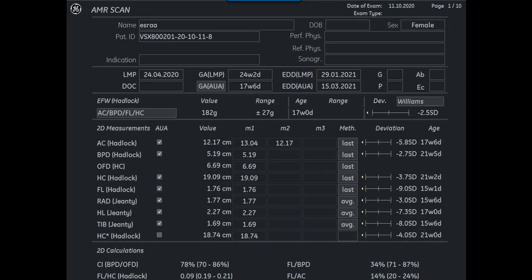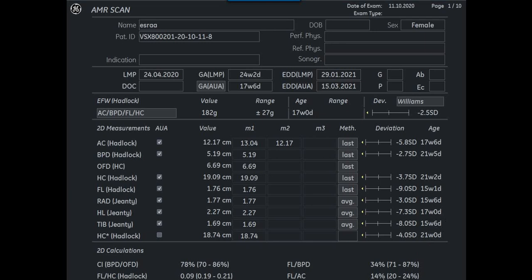Here is the biometry of the case. You will notice that the fetal long bones are significantly shorter and smaller than the other biometry. The biparietal diameter is at 21 weeks plus 5 days, the abdominal circumference at 18 weeks, the femur length at 15 weeks plus 1 day, and the humerus length at 15 weeks plus 6 days. All fetal long bones are short, and the FL/AC ratio is markedly diminished, 14%.